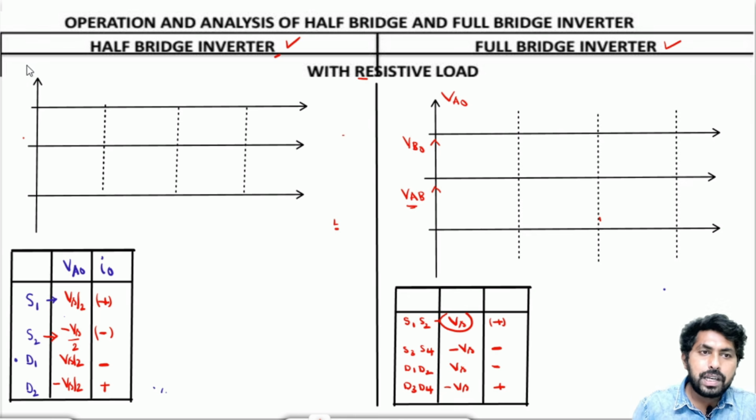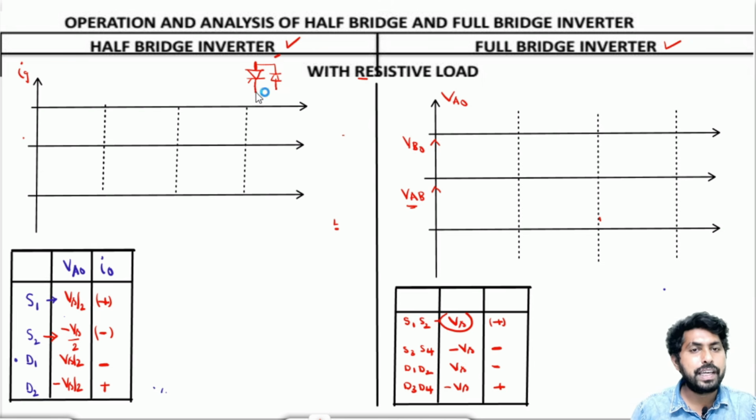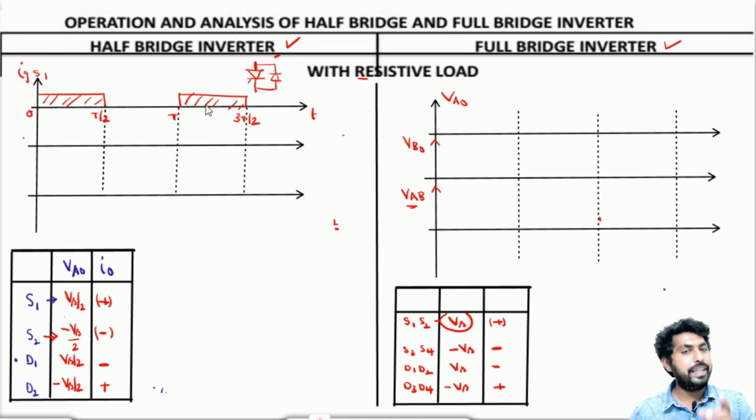Now let me draw the firing pulses. Let me replace the switch with a thyristor with an anti-parallel diode. Now let me draw the gate pulse for S1. Let me represent the time periods 0, T by 2, T and 3T by 2. I will give the gate pulses from 0 to T by 2 and from T to 3T by 2.